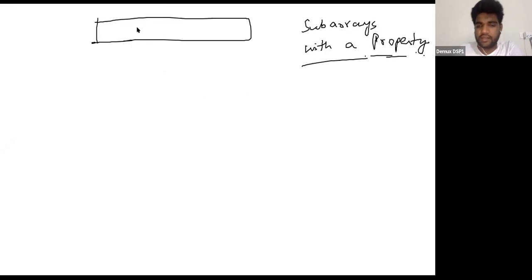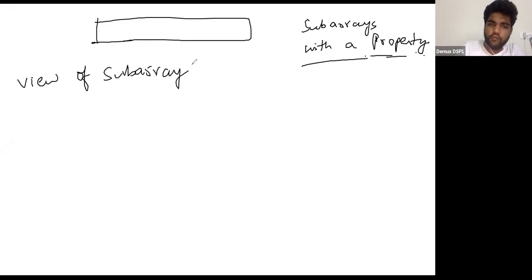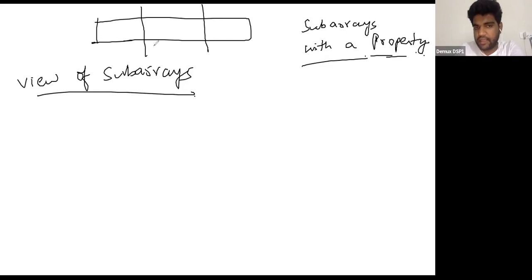So I want to give you a view of subarrays which will help us solve these kind of questions, wherein you want to find the number of subarrays or find the longest subarray with a specific property. Subarrays are basically any array within the array with a specific start index and a specific end index, right? Any set of contiguous elements that you choose from this array forms a subarray.